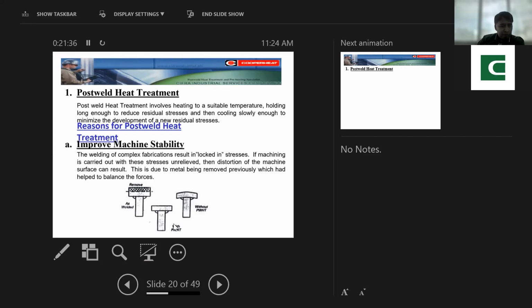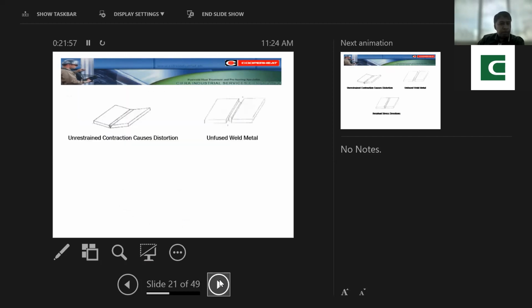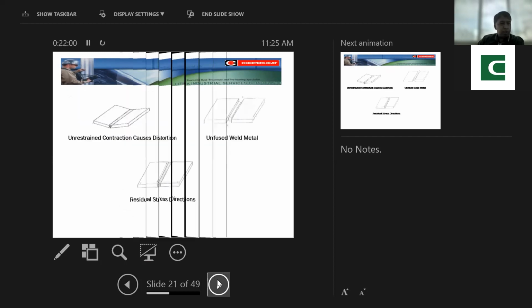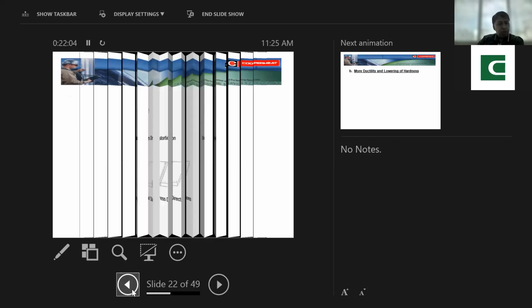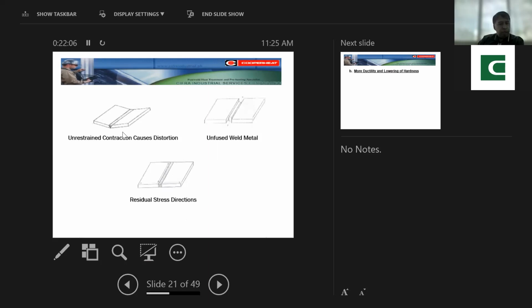So this one may PWHT, this one walang PWHT, kaya nagkaroon ng deformation. Therefore, if you want to achieve machine stability, better to undergo post-weld heat treatment. The second function is to avoid distortion, no? Para uniform yung ating.